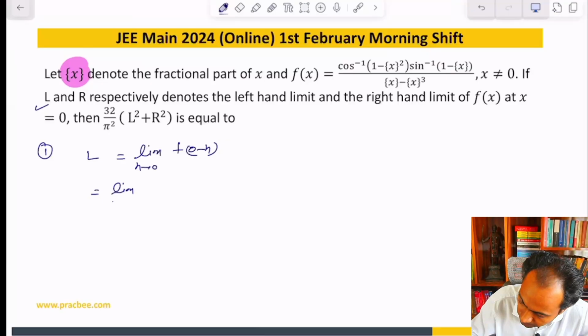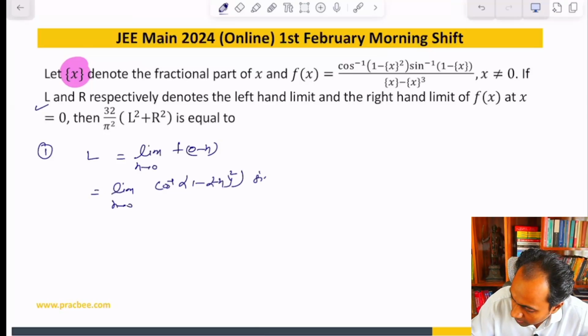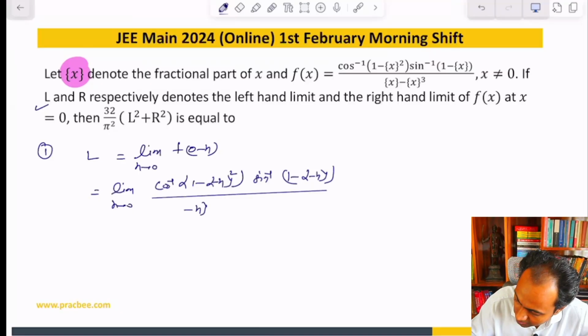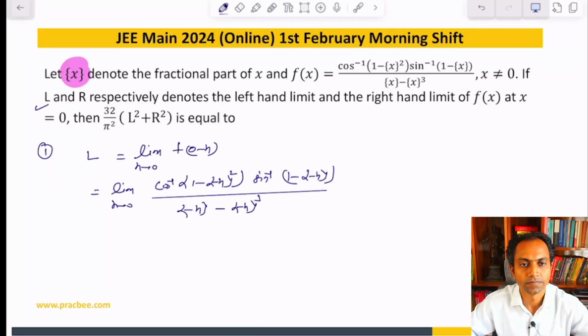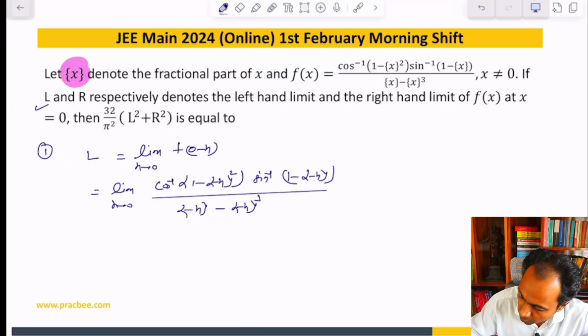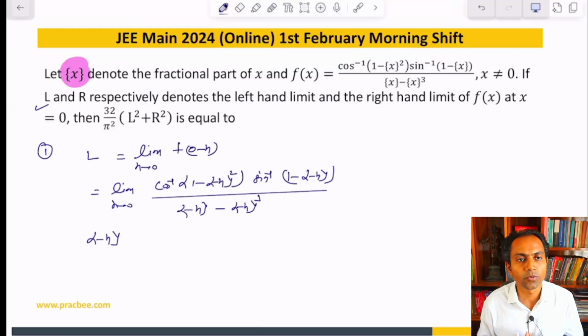Now here, if I apply this, this will become cos inverse of (1 minus h) whole square, sine inverse of (1 minus h), and in the denominator it is minus {h} minus {h} whole cube, where {} is the fractional part. Now after doing this, the important idea would be to figure out the value of the fractional part of minus h. If you have a very good grip over fractional part and GIF based properties and graphs, all of these questions become really simple because you'll have to use minor things here and there.